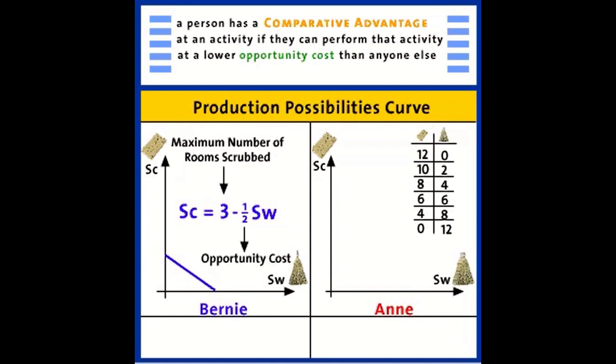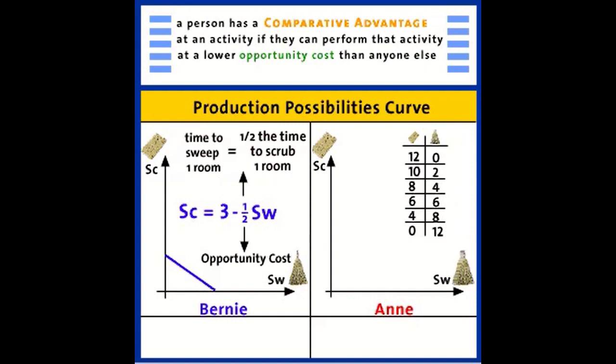We saw this last time. Every room that he sweeps is 10 minutes worth of time, and that's half of a 20-minute job worth of scrubbing that he's not able to do. The intercept tells you the maximum amount of scrubbing that Bernie can do, and the slope of the line tells you the opportunity cost of a room swept, measured in terms of lost scrubbing. So here's Bernie's equation, and here's his production possibilities curve.